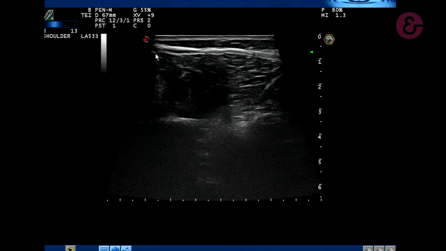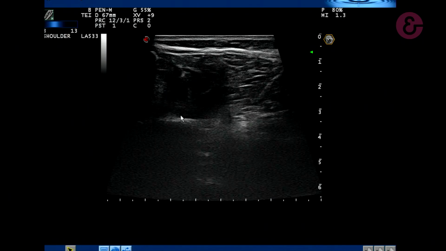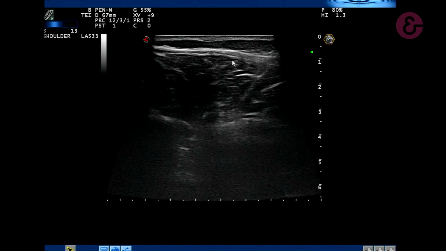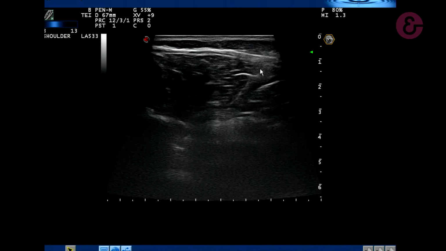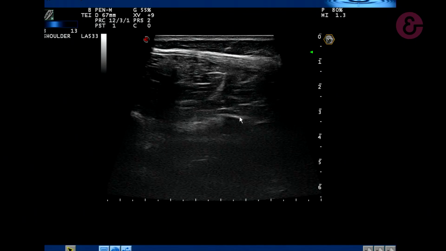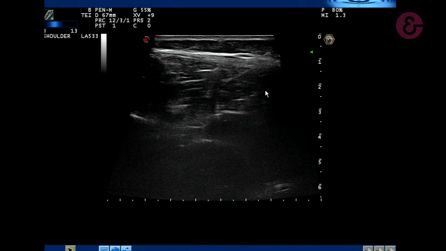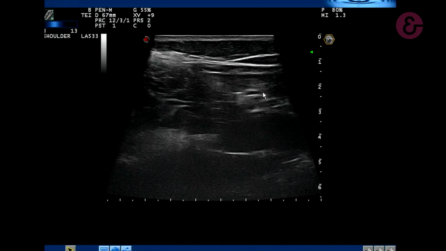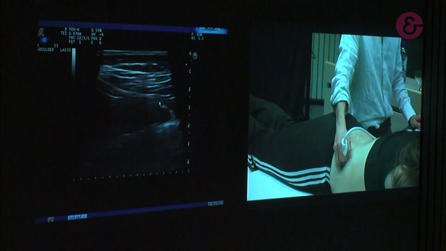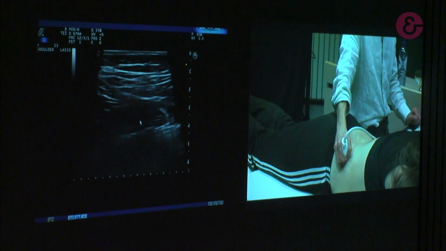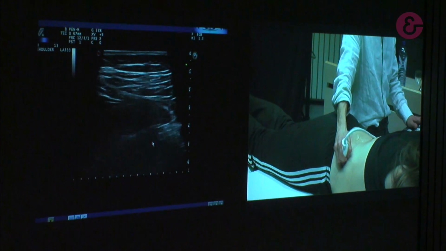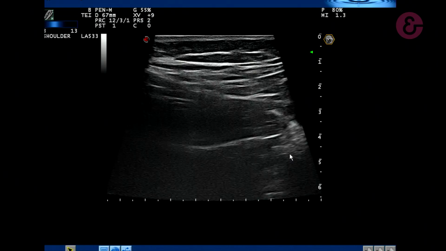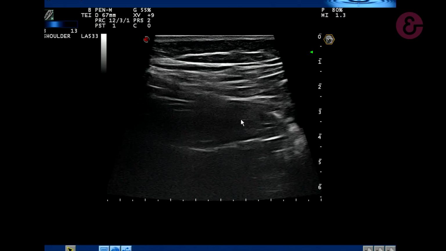So multifidus muscle starts from here, goes down here, the lamina. This is the lateral border, and this is the superior border. This muscle here is longissimus, and this muscle here is iliocostalis lumborum muscle. If I move a little bit more laterally, I can recognize this muscle here, and this muscle here is quadratus lumborum muscle, and I can see some movement here. It's the intestine, and so I'm sure that this is quadratus lumborum muscle.